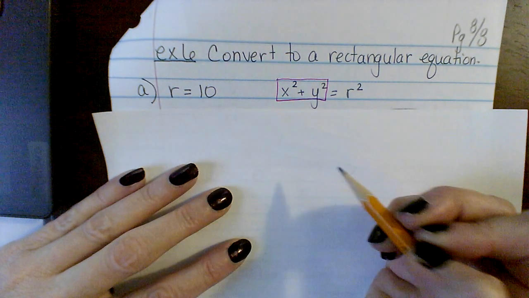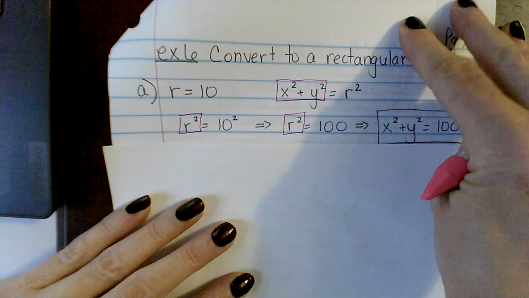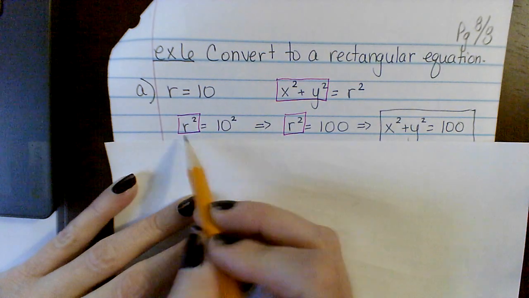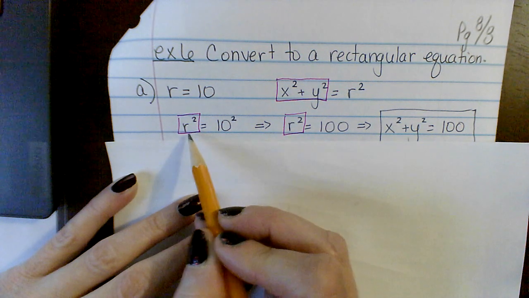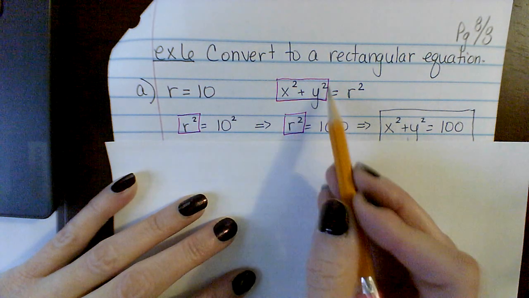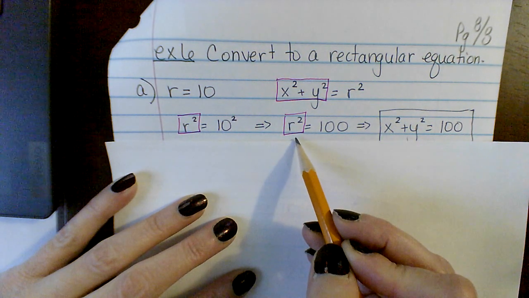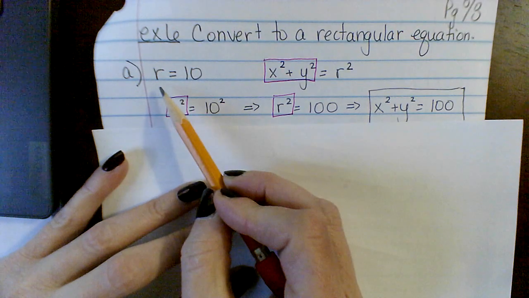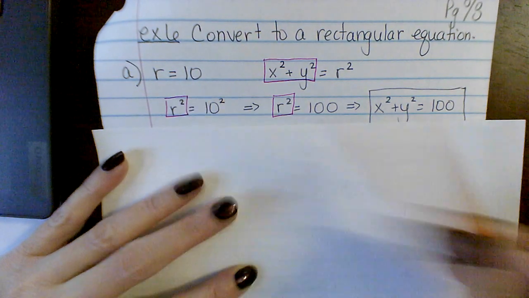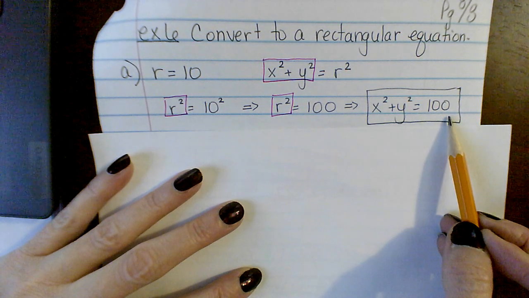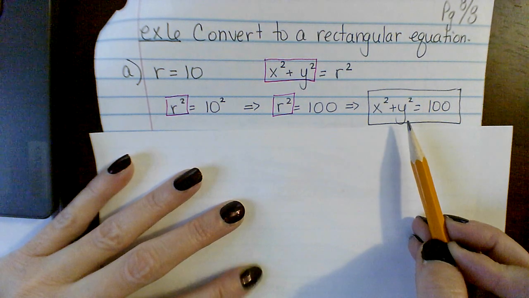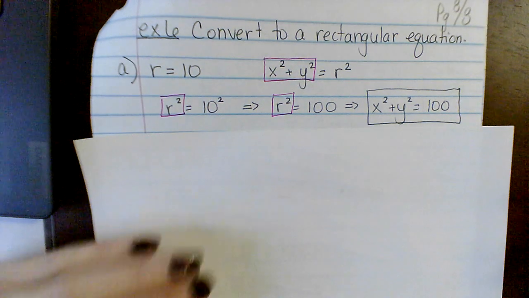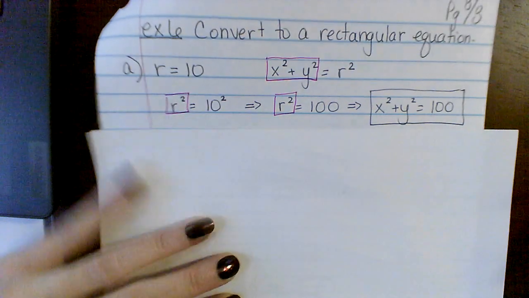But I don't have an r squared. Well, boom, now I do. Check it out. I just squared both sides. So if I square both sides, I get r squared equals 10 squared. I'm going to replace that r squared with x squared plus y squared. So I get x squared plus y squared is 100. So that means the polar equation, r equals 10, is the same as this rectangular equation. Both of these are circles with a center at 0, 0, and a radius of 10. So r equals 10, radius of 10.